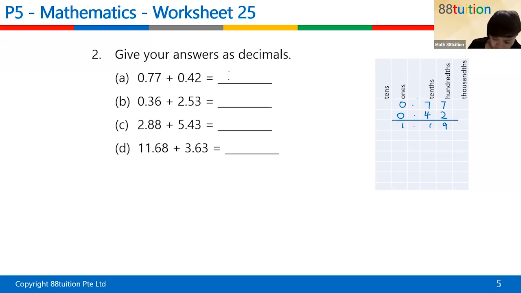Okay, so I have to write here 1.19. So you have 0.36. Let's do this. Okay, 0.36. Can do it here. 2.53. Then you got 9. You got 8. You got 2.89. After adding up. Can see these are quite simple sums.